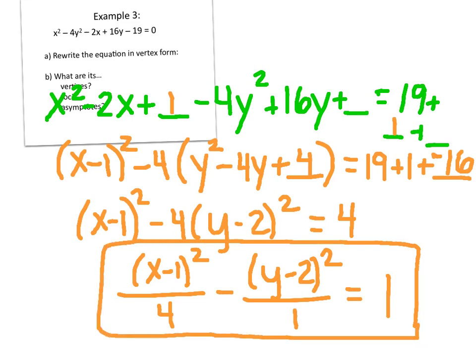And for class, I would like you to find the vertices, the foci, and the asymptotes. Remember, the asymptotes, the best form is point-slope form. You can leave it in that form without transitioning it to slope-intercept form.